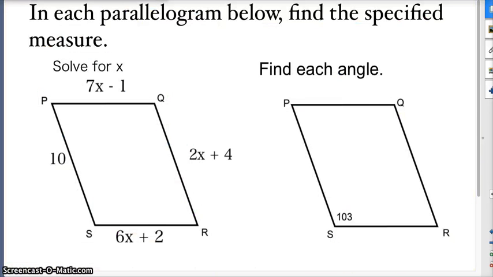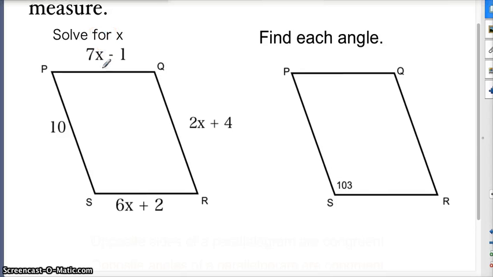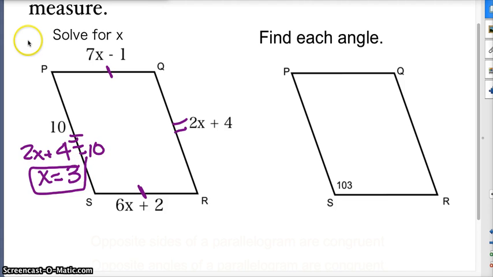In each parallelogram, find the specified measure. If you notice for this particular parallelogram, they're giving you side lengths. So you've got to ask yourself, what do I know about the sides of a parallelogram? Well, we know that the opposite sides here are congruent. So I know that 2x plus 4 is going to be equal to 10. So that's going to give me 6, so x equals 3. And again, it's because a parallelogram has opposite sides that are congruent.